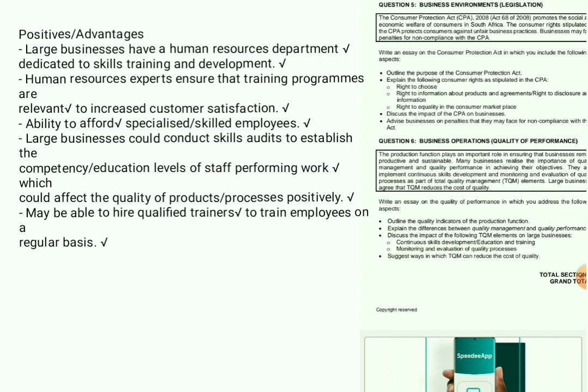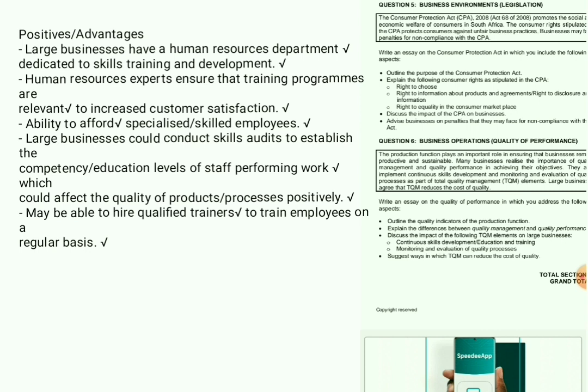Okay, let's begin on the next one. Discuss the impact of the following TQM elements on large businesses. This one is very difficult, so if you studied it, you will get it right. Continuous skills development, which is education and training, obviously.